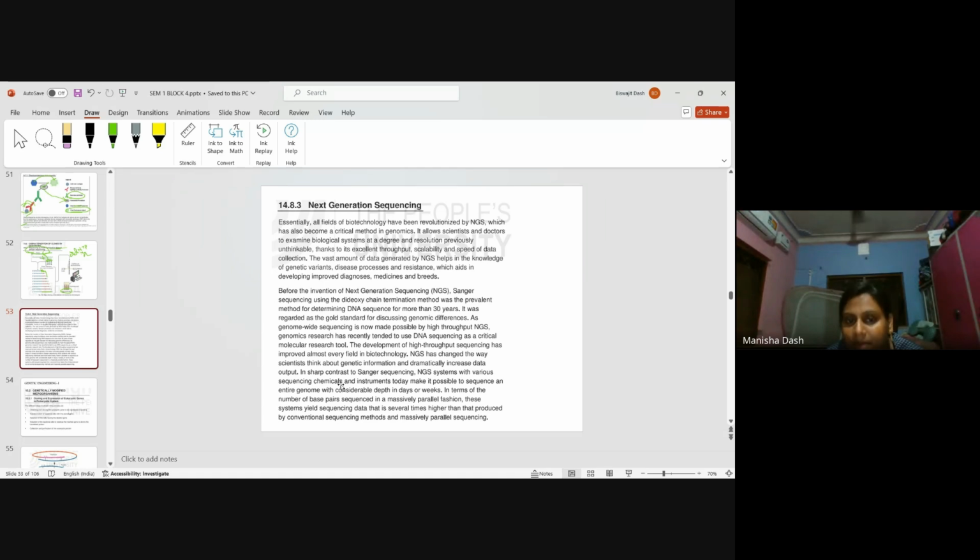Before the invention of next gen sequencing, Sanger sequencing using the dideoxy chain termination method was the prevalent method for determining the DNA sequence for more than 30 years. It was regarded as the gold standard for discussing genomic differences. As genome-wide sequencing is now made possible by high throughput NGS, genomic research has recently tended to use DNA sequencing as a critical molecular research tool. Anyways, the principle is not being detailed here. If you wish to know, you can refer to any video that explains the principle of next gen sequencing.